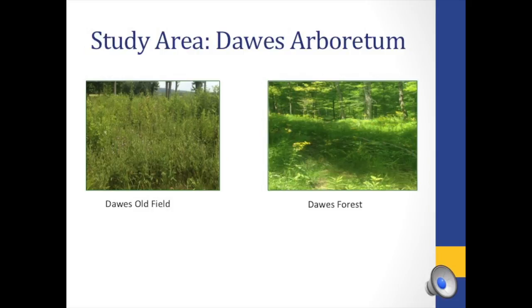So to do this, we looked at two habitats, Dawes Oldfield and Dawes Forest out at Dawes Arboretum. Oldfield habitat has high levels of sunlight and drying, so we predicted that this habitat would have higher levels of carbon-13 and nitrogen-15, excuse me. And Dawes Forest, because of the trees, would have low levels of sunlight, and we predicted that these areas would have lower levels of carbon-13 and nitrogen-15.